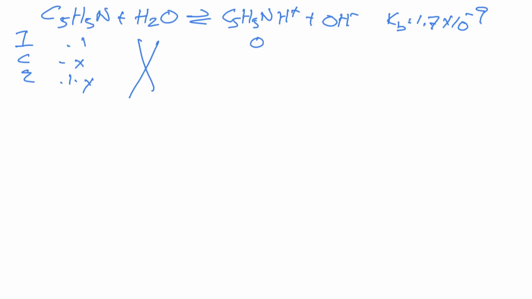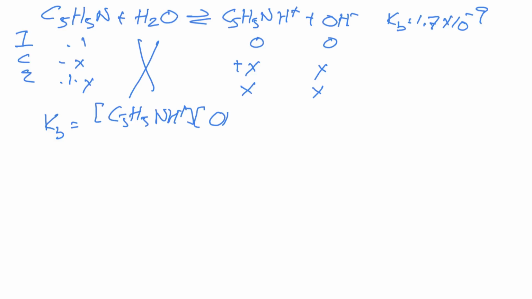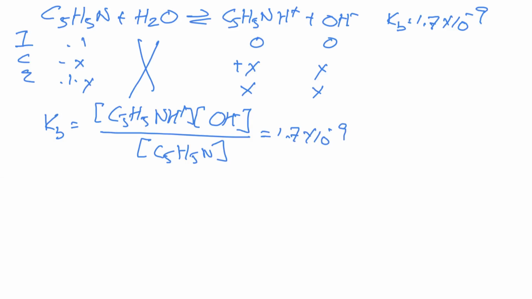The initial concentrations of the products are all 0, so these are going to go up by x, and at equilibrium I'll have x for each of those. Then Kb is the concentrations of the products, which are shown here, divided by the concentration of the reactant, and this has to equal 1.7 times 10 to negative 9. Once again, I'll insert my algebraic expressions, so I get x squared over 0.1 minus x equals 1.7 times 10 to negative 9.